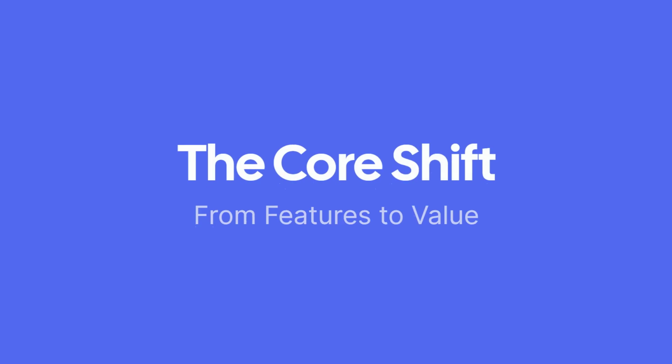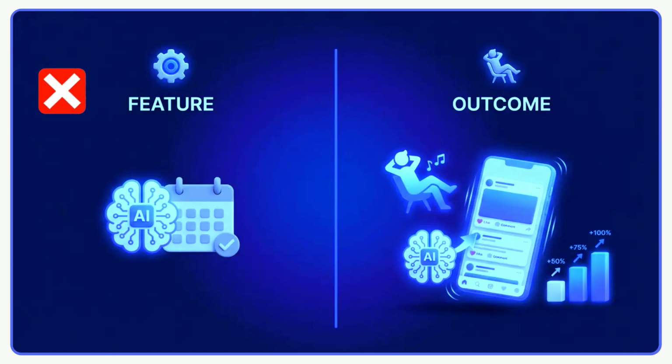Section 2, the core shift from features to value. So the core shift, how do we actually fix this? The solution starts with a crucial mindset shift. You have to stop selling features and start selling outcomes. Nobody buys software because it has cool features or a unique UI, UX. They buy it to solve a very painful problem, to reach an ambitious goal, or to eliminate a deep frustration.